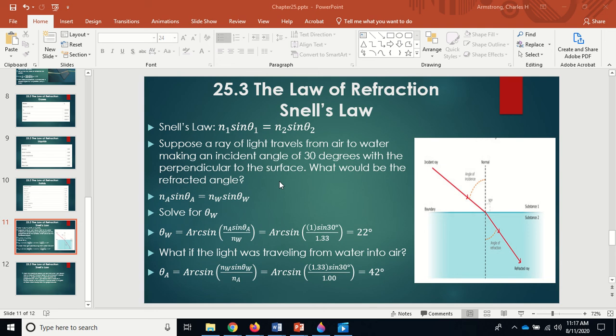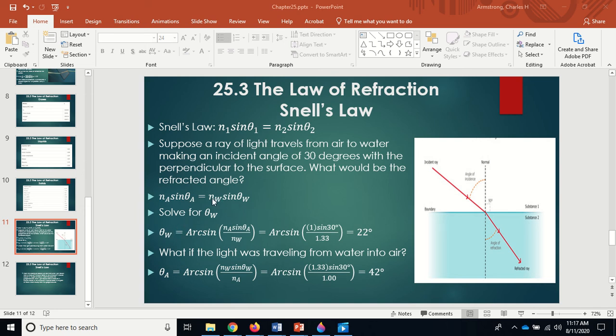Suppose a ray of light travels from air to water making an incident angle of 30 degrees with the perpendicular to the surface. What would be the refracted angle? So you got the index of refraction of air, which is just 1, sine theta air, which we were told was 30 degrees, equals the index of refraction of water, which we know is 1.33, sine of the angle for water. Okay, so you solve for the sine of the angle.